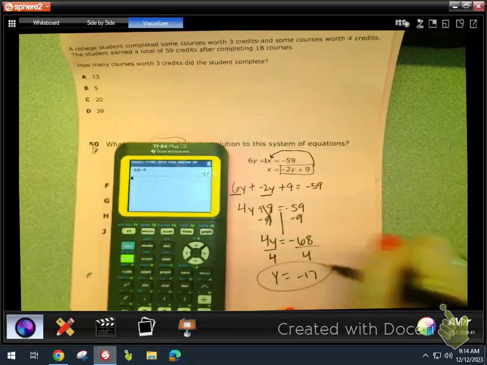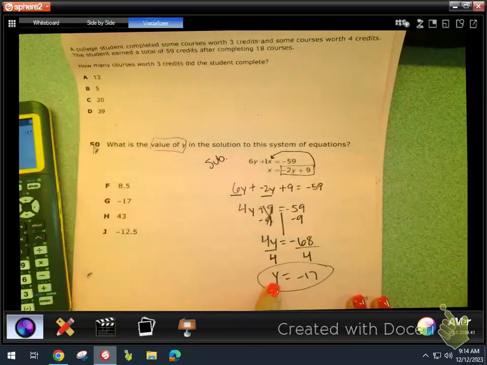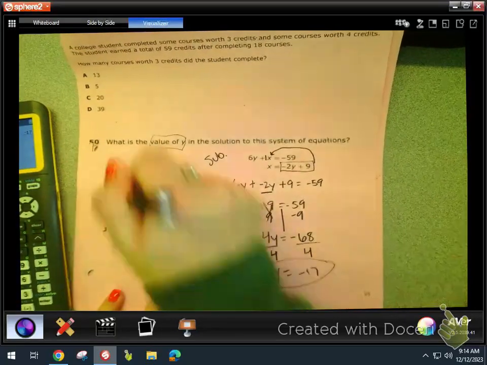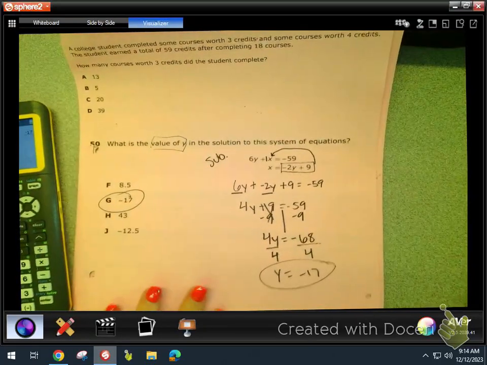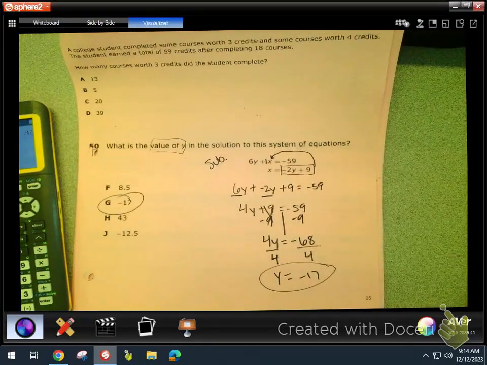And then remember, this one only wanted the y. So am I done? Yes. Yeah, I'm done. I circle this and I move on. If it wanted the whole solution, would I be done? No. I have to go back and find x, okay?